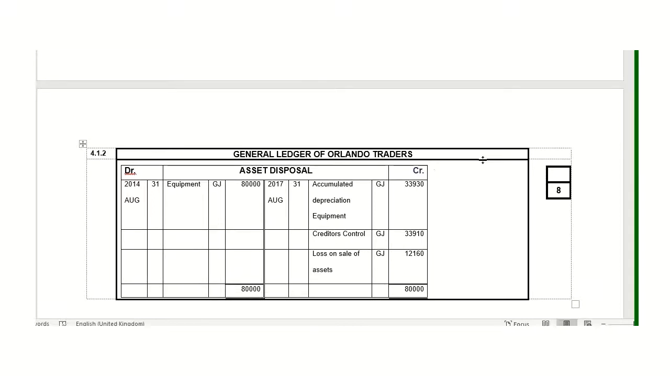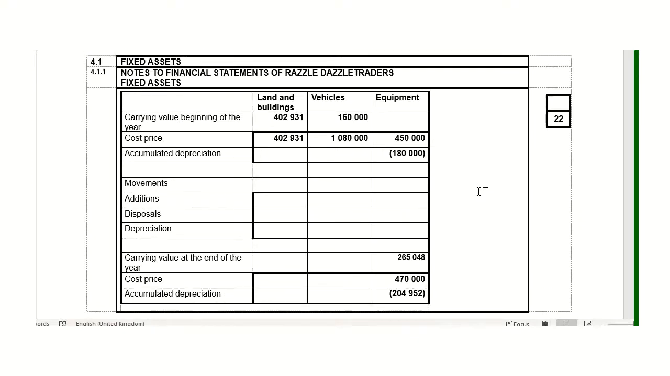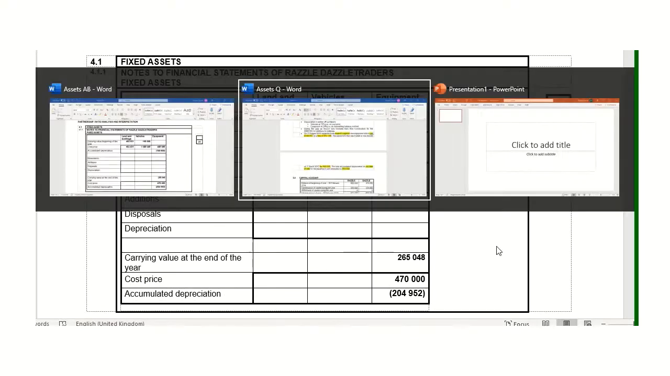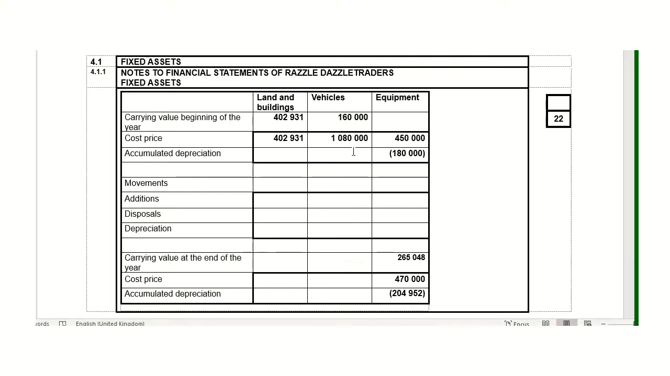Information was given to us. I just had to know where to put them in. So once we've done the asset disposal, we're now going to do the fixed asset note. First of all, let's just complete whatever we can with the information that's given to us.